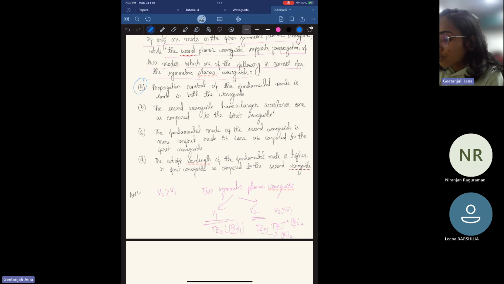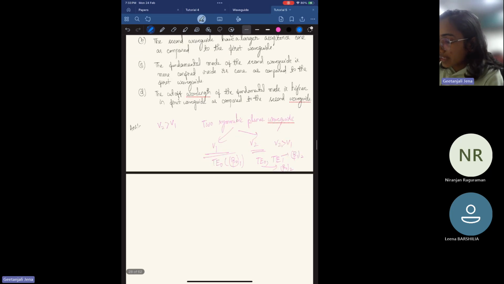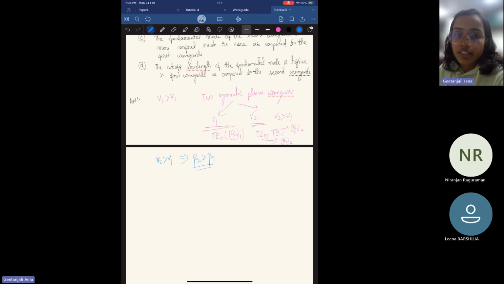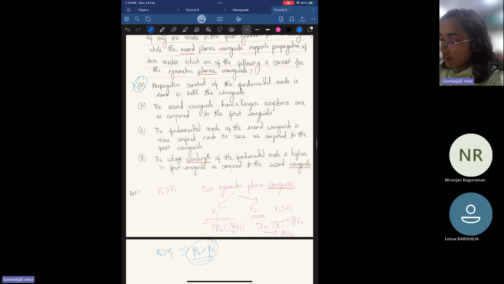Option A says the propagation constant of the fundamental mode is the same in both waveguides, which is not correct because when V2 is greater than V1, then β2 is always greater than β1. As the V number is higher, the fundamental mode is more confined in the core. So that means β2 will be greater than β1. So this is not correct.